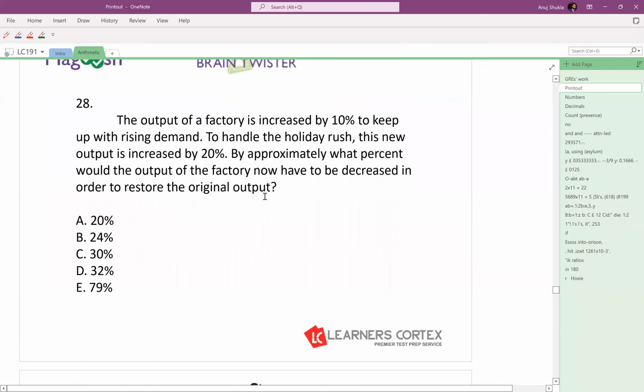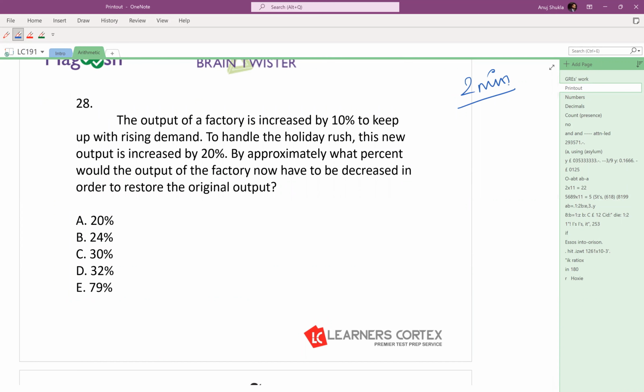Try this question. I'm giving you 2 minutes for this question. Actually, 1 minute is more than sufficient, not 2 minutes. 1 minute is more than sufficient.